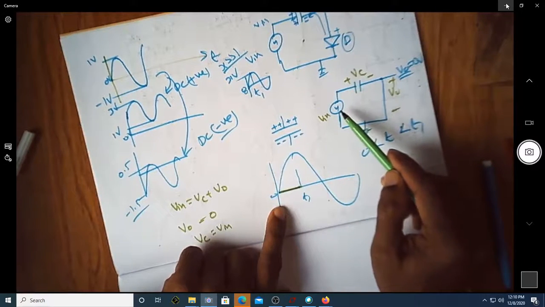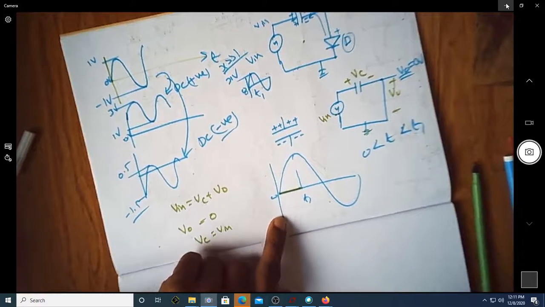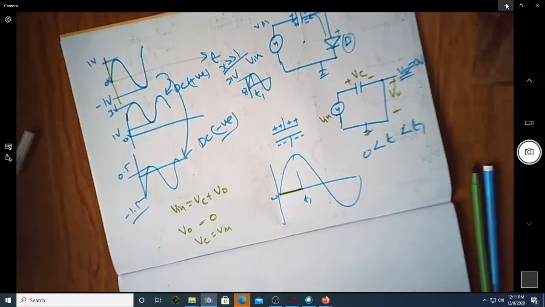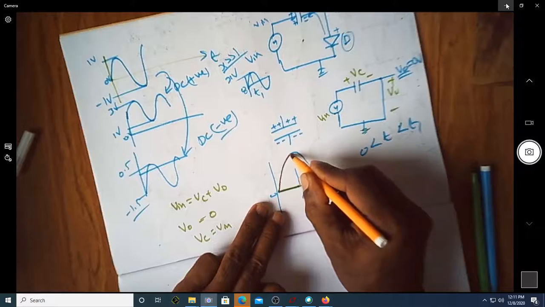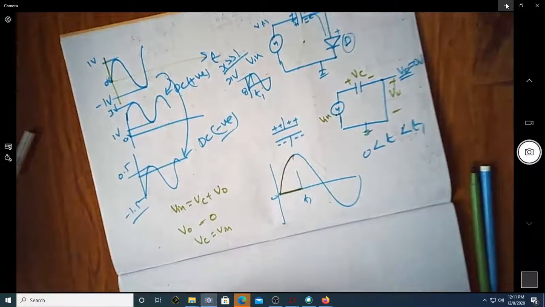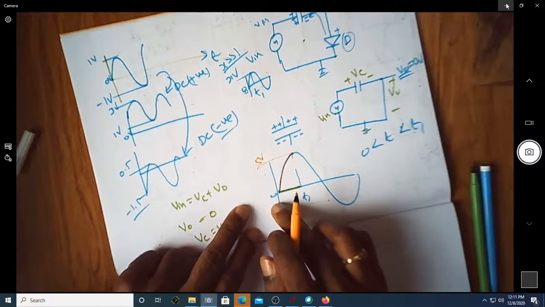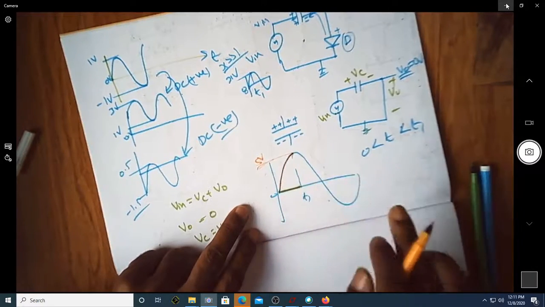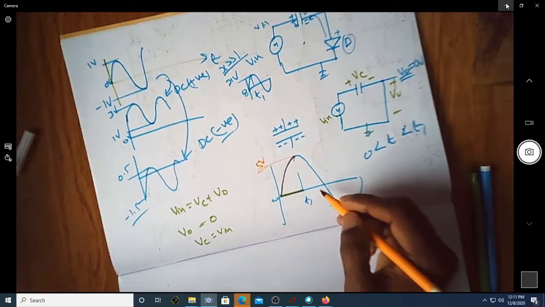But how about the applied voltage? The applied voltage is now stored across the capacitor. So the capacitor voltage keeps on increasing like this, up to the peak voltage. Assume that this is 5 volt, so you have applied 0 to 5 volt, and then it will again come down. So we are still here at time t1.